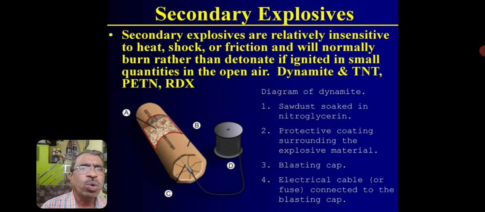The diagram shows, in the first part, the A part, sawdust soaked in nitroglycerin. The second part, or the B part, shows a protective coating surrounding the explosive material. The third part, or C, is the blasting cap. The fourth part, or D, is the electrical cable connected to the blasting cap. So this is how the explosive materials are made.